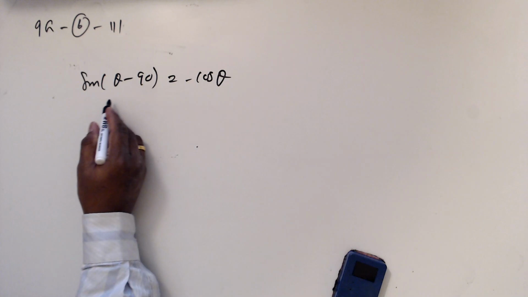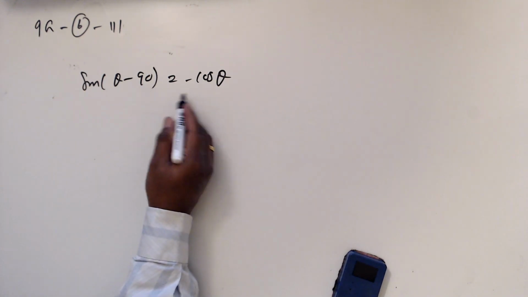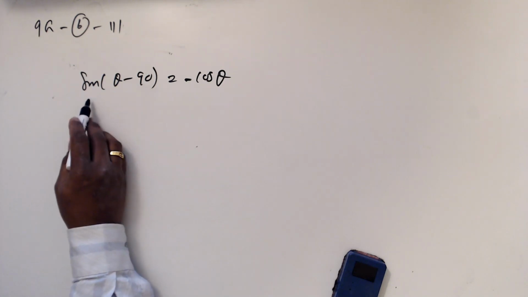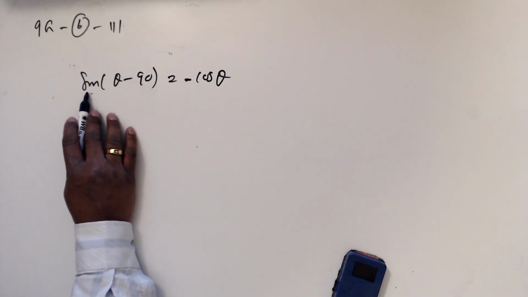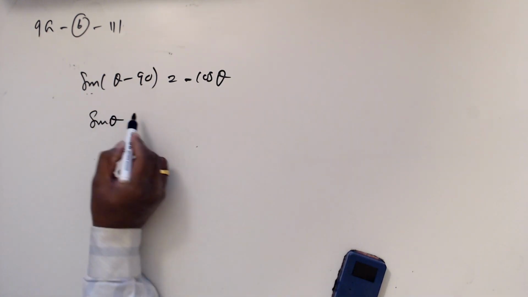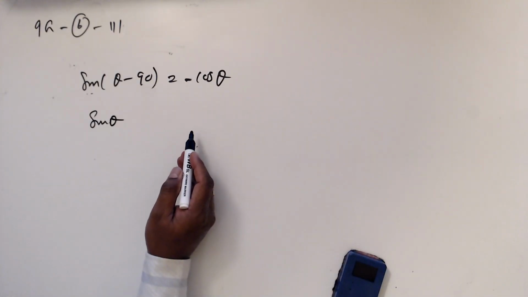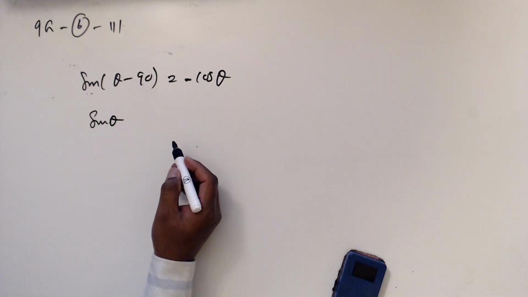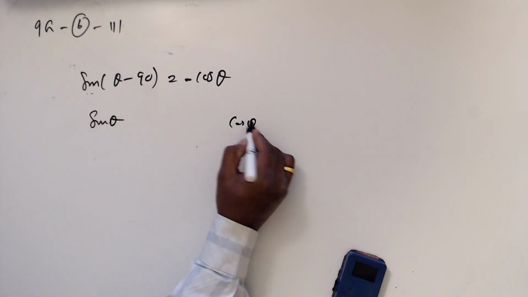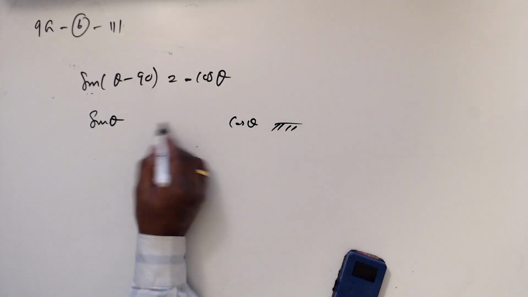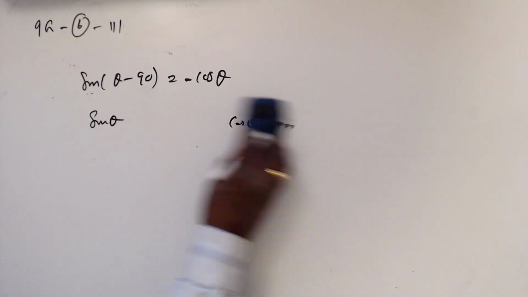Same as sine theta minus 90 equals minus cos theta. So basically, what is the meaning of that? When you have sine theta, and you shift it by 90 degrees, then that one is equal to cos theta and a reflection in the x-axis. So both are going to be the same.